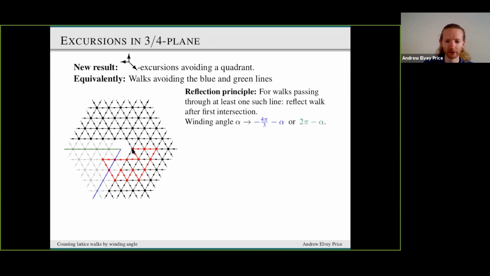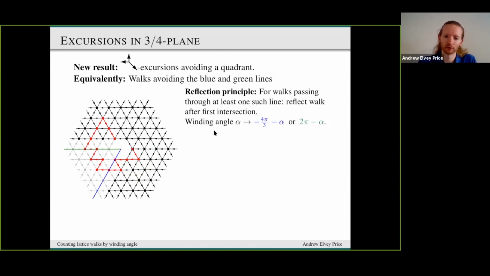The idea is that, instead of counting walks that don't pass through these lines, we count walks that do pass through the lines. For those, we reflect everything in the walk after the first intersection with one of the 2 lines. You can see that here, reflecting the walk in the blue line. If we do that, then we can pinpoint the endpoint as just the reflection of the old endpoint in the line that we reflected in.